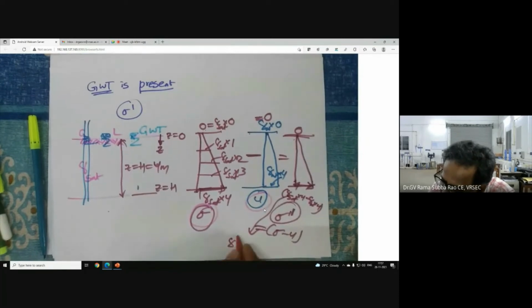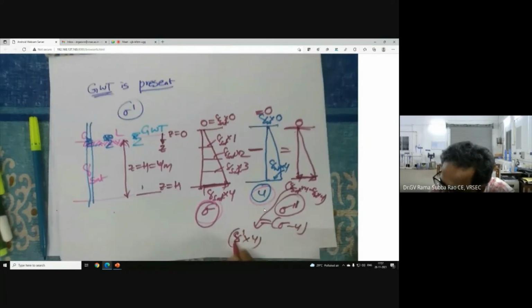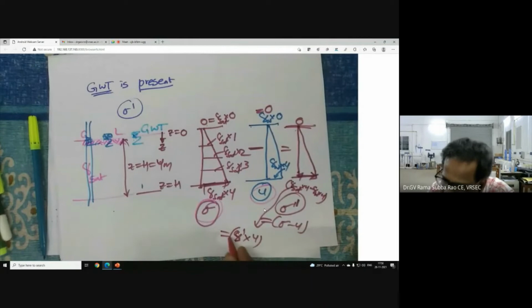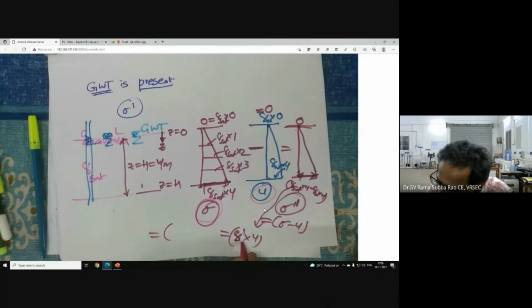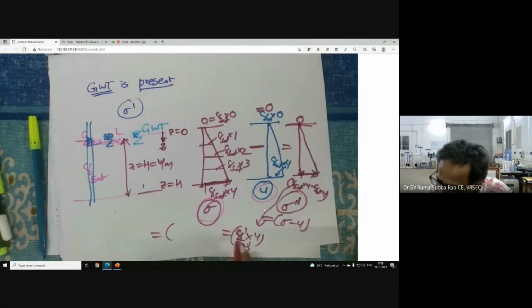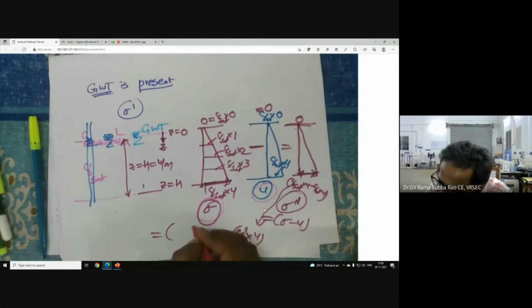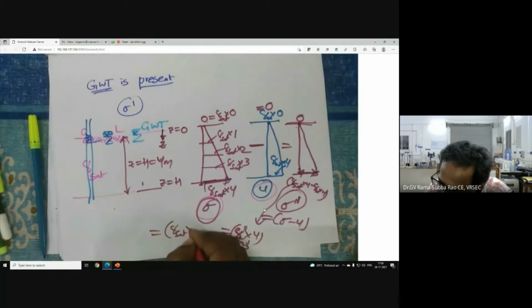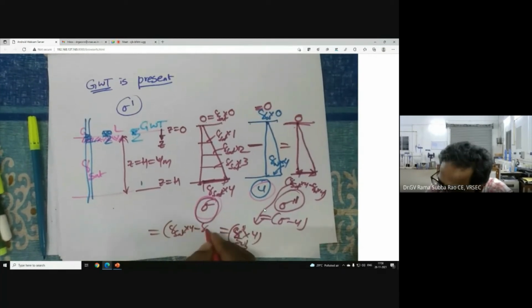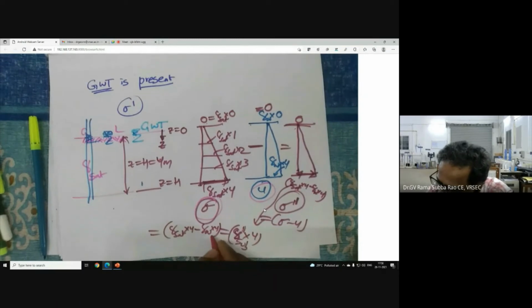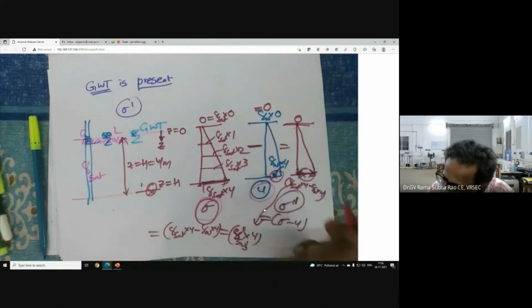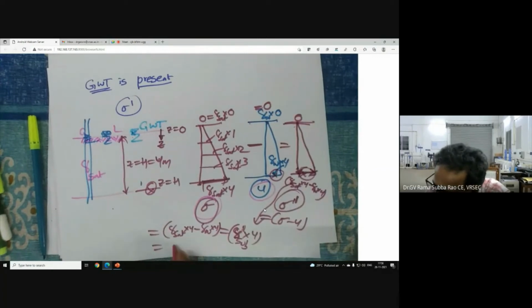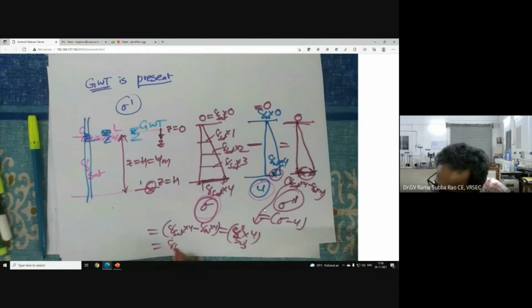All together, what I'm getting here is very clear: gamma dash into 4. Why am I writing gamma dash? Just now we discussed why I'm writing gamma prime. In fact, that's the right language we should use: gamma prime, submerged unit weight, SUB. Okay, if you're not comfortable with gamma prime, gamma sat into 4 minus gamma w into 4, because Z is equal to H here. I'm telling at the bottom, Z is equal to H. Now what is common? Gamma sat minus gamma w is common.